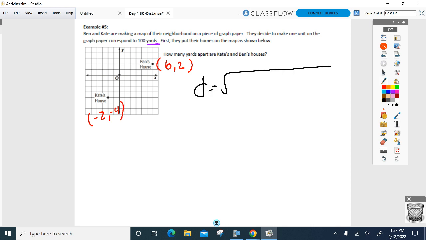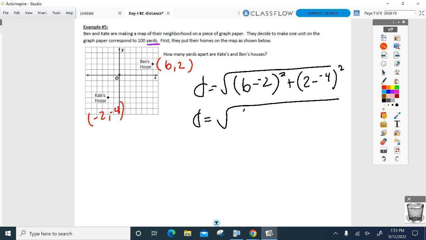I'm not going to do the 100. I'm just going to do the numbers here. Some of you guys are still forgetting the negative sign. 6 minus -2 squared. Then you do your y's: 2 minus -4 squared. This turns into plus, so I get 8. 8 squared is 64. This turns into plus. 6 squared is 36.